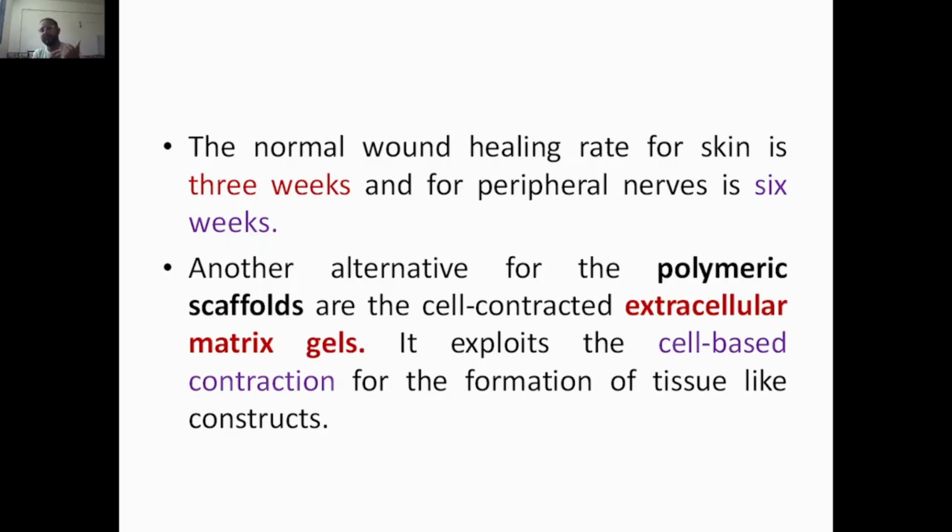That was the porous template base. So far we discussed the different engineering aspects which can be involved in order to have a proper and effective wound healing. Another alternative for the polymeric scaffold or this porous scaffold are the cell contracted ECM, that is extracellular matrix gels. These gels are usually made of polymers. It exploits cell based contraction for the formation of tissue like constructs. That means it uses the mechanism of cell contraction to form the tissue constructs.